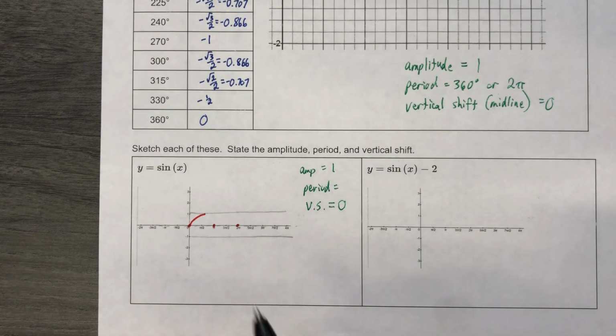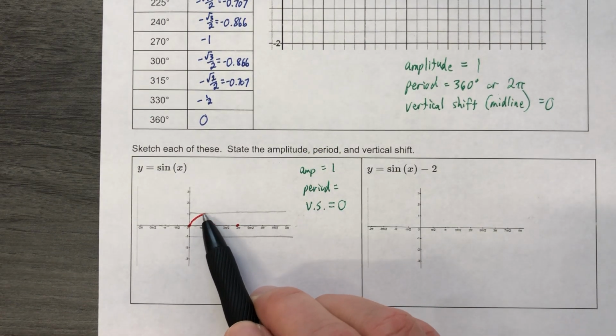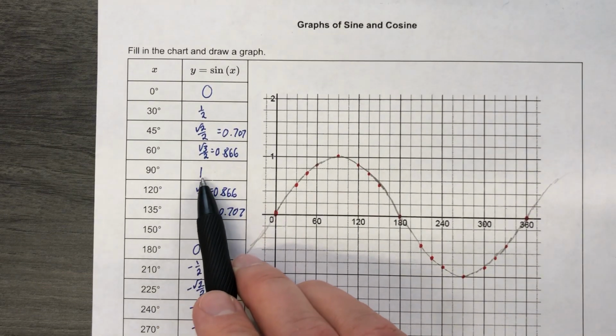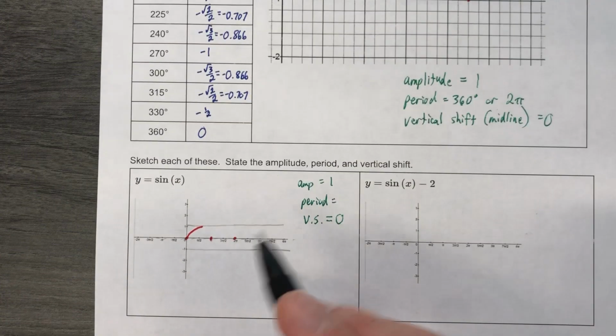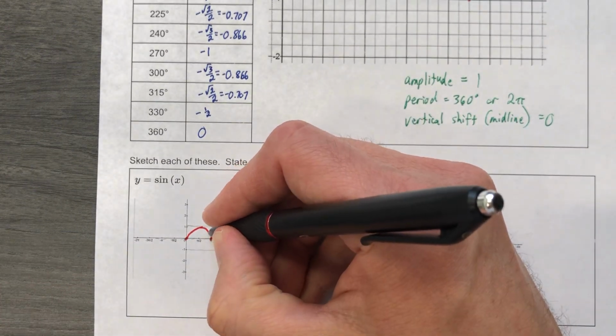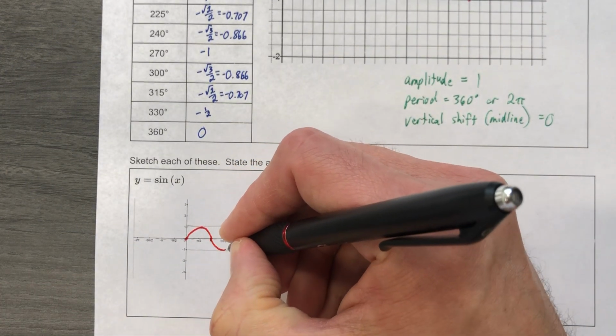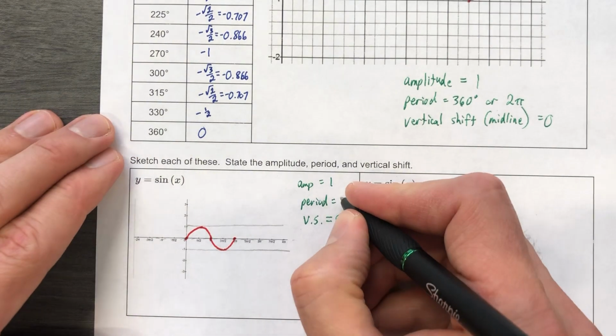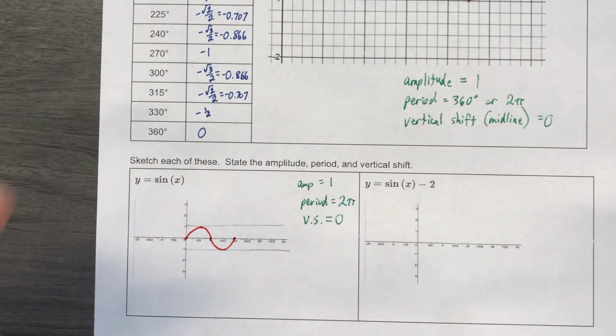All right, pause right here. At pi over 2, we have a y value of 1, just like at 90 degrees we had a y value of 1. 90 degrees is pi over 2. It goes back down. Back to there. So the period of this, I would say it's 360 degrees. You wouldn't be wrong, but we are in radians, so it's going to be 2 pi.